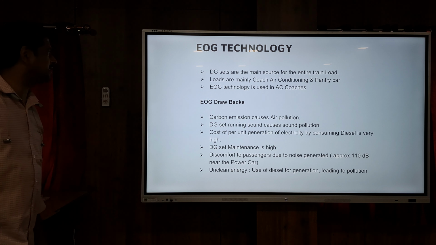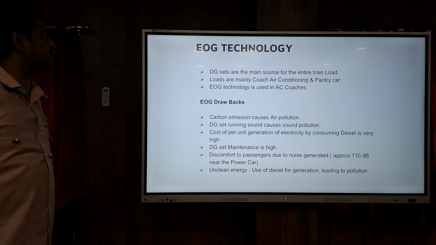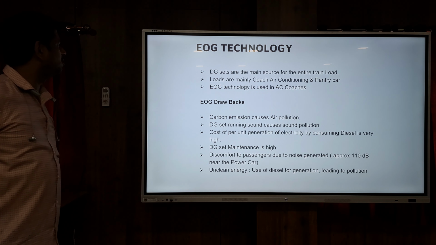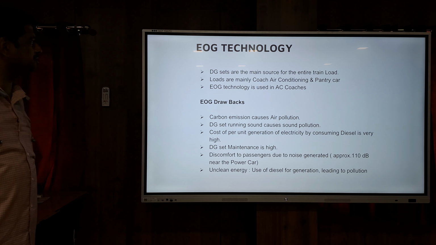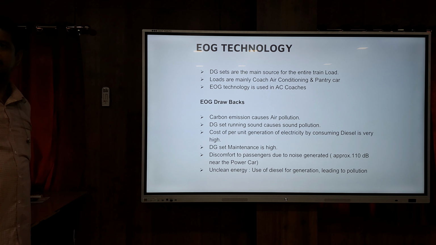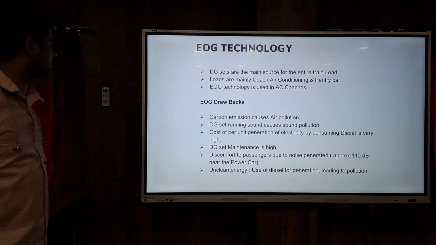End-on generation technology. In that, DG sets are there, which is the main source of the entire train load. Loads are mainly coach air conditioning and the pantry car. EOG technology is used mainly in AC coaches, that is full AC coaches or AC Express and all.